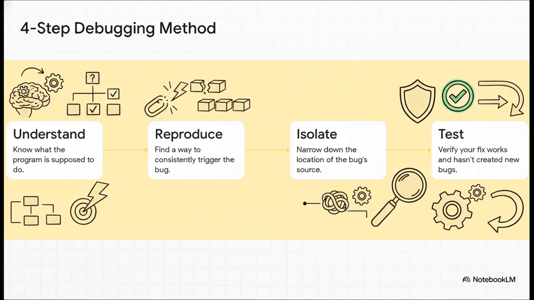And here is that plan. It's a simple 4-step method. Step 1, understand the problem. You have to know exactly what the code is supposed to do. Step 2, consistently reproduce the bug. Find a way to make the error happen on command. You can't fix a ghost. Step 3, isolate the source. Use all those tools we just talked about to narrow the problem down to a single line or function. And finally, step 4, test your fix. Make sure it actually solves the problem, and, just as important, that it didn't create a new one.